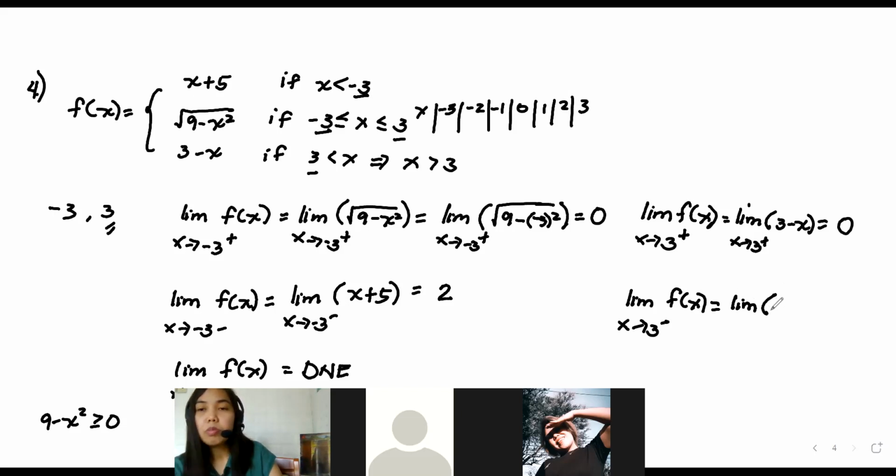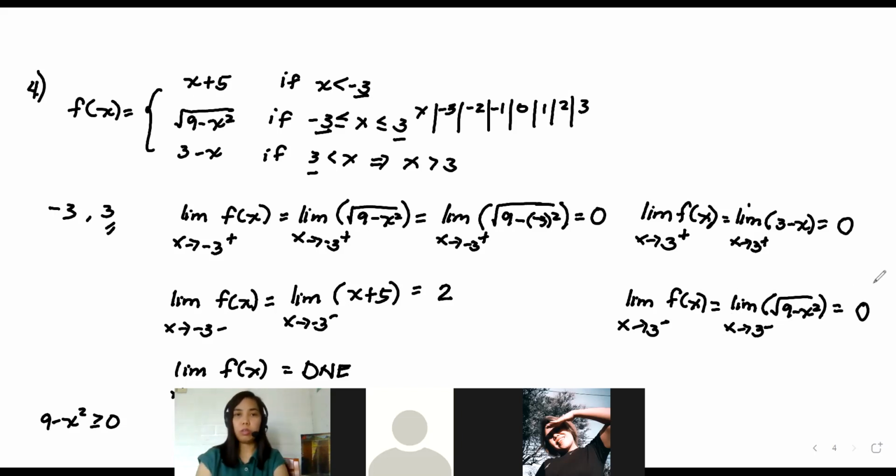The limit of square root of 9 minus x squared as x approaches 3 from the left. So, we will just substitute 3 here. Okay, so 3 squared is 9. 9 minus 9 is 0. Square root of 0 is still 0. Okay, so they are equal, right?